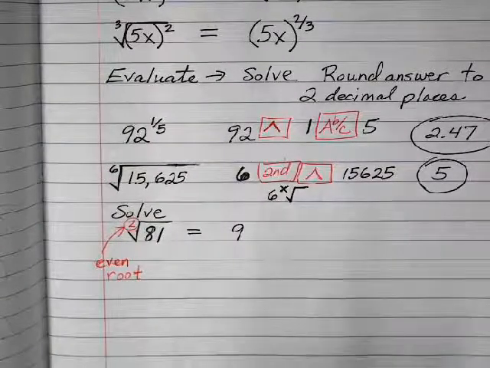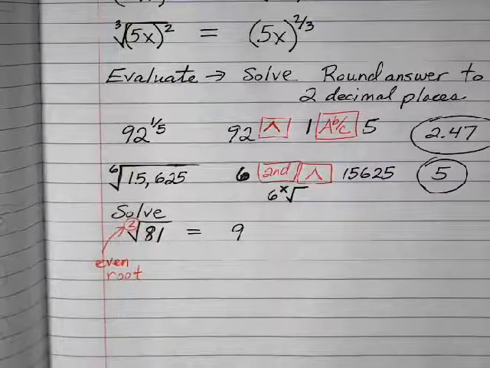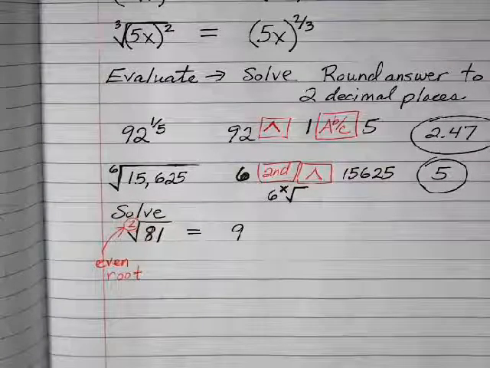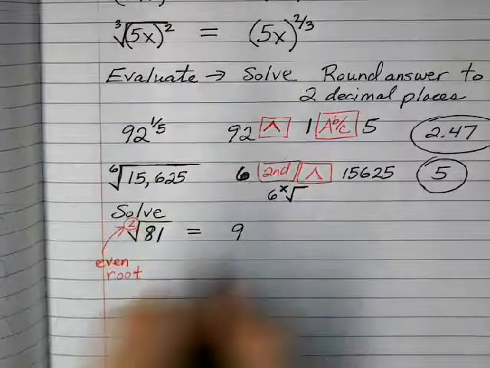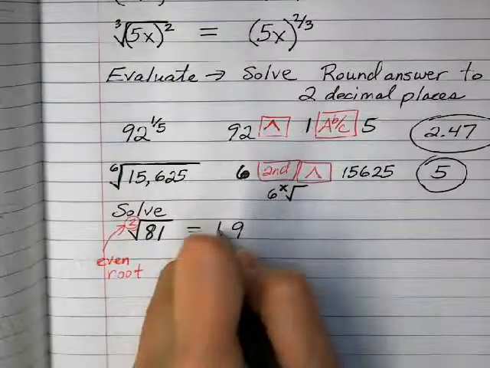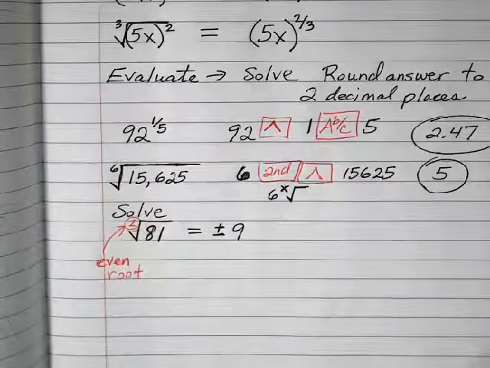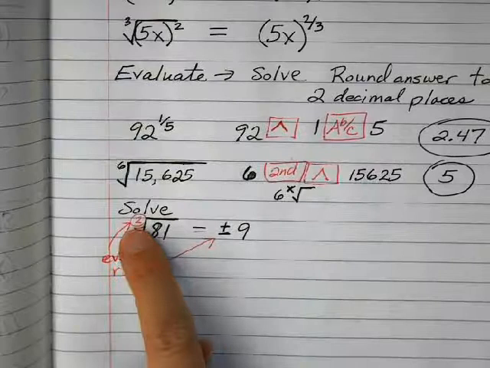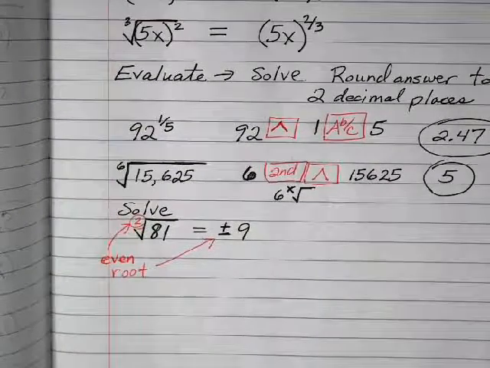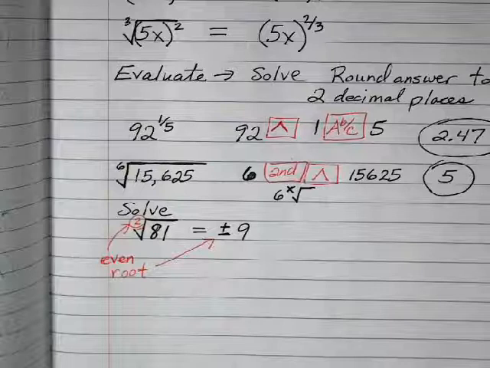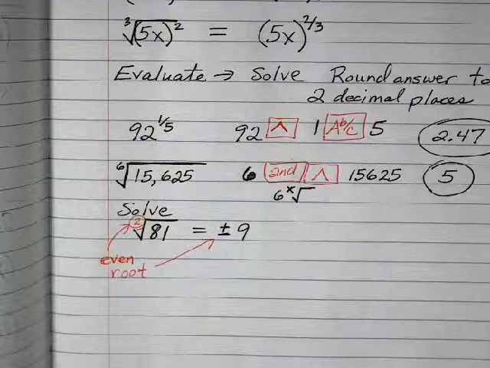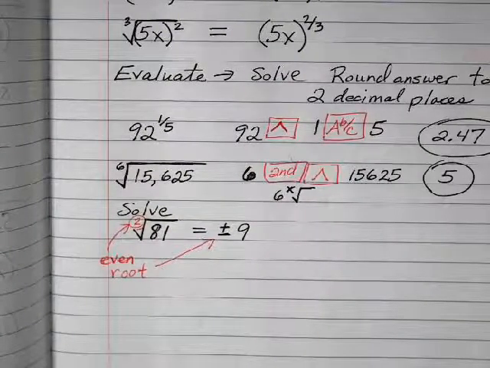Okay, so there's actually another answer to this. Another answer is negative 9. Doesn't negative 9 times negative 9 also make 81? So when you have an even root right here, you're really supposed to put that the answer is plus or minus. When you get an even root, you're supposed to put plus or minus. So when you're solving equations, you're supposed to get 2 answers sometimes. Because technically, negative 9 times negative 9 makes 81. So does positive 9 times positive 9.